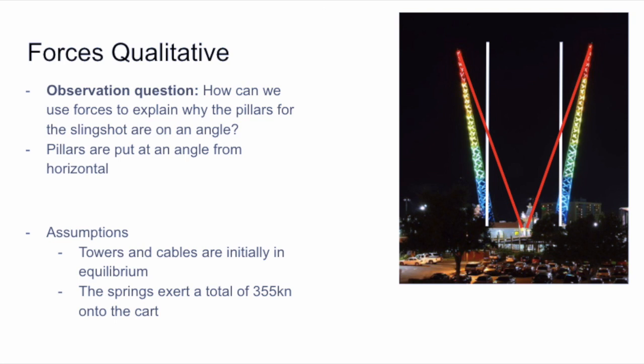Our question will be finding the quantity of that force, and some of the assumptions that we have to make so that we can find that is that the towers and the cable are initially at equilibrium. The springs exert a total of 355 kilonewtons on the cart, which is a number that we found on the internet, so it has to be true, but it's a number that we were going to use. And the final assumption that we made was that the cable-earth-tower system was isolated, which is not listed on the slide.